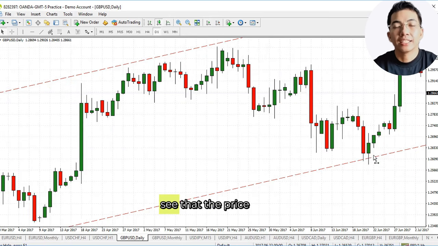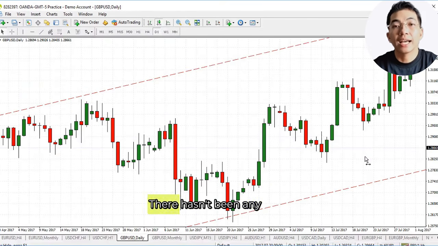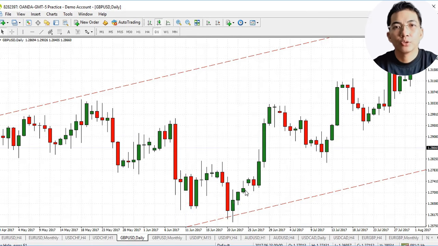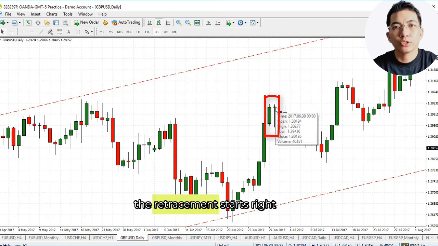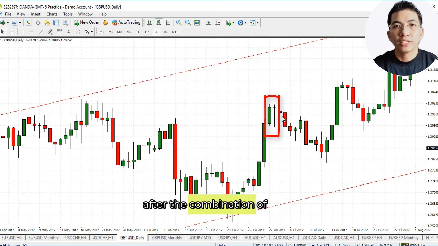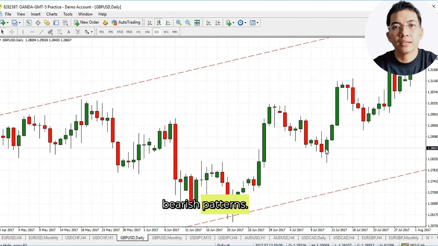Going on, we can see that the price goes up again. There hasn't been any clear signal to buy the pair, but most of the candles are green and they are also quite strong, so the price continues to follow the uptrend. Here we have a tweezer top with the second candle that is also a doji, so this is a double bearish signal, and it actually worked because the retracement starts right after the combination of bearish patterns. Then the price starts to go up again, heading to the top of the channel.